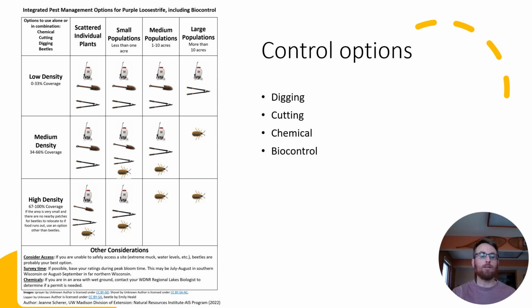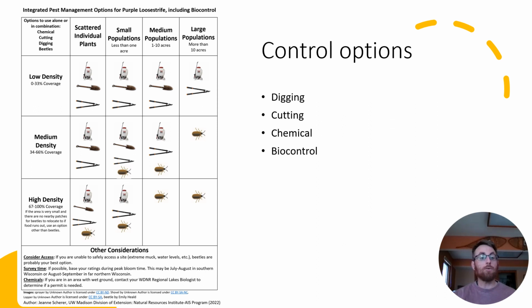If you notice on the top left-hand side, we see some scattered individual plants with low density. This is a good opportunity to use mechanical and chemical controls, and we can typically have a pretty good success at eradicating purple loosestrife from a site with that low density. As we get to higher densities, we do need biocontrol to help suppress the plant population.